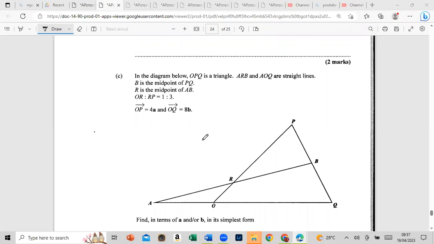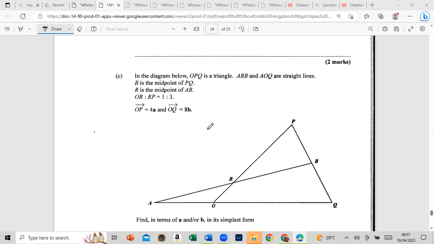Alright guys, it says in the diagram below, OPQ is a triangle, ARB and AOQ are straight lines. E is the midpoint of PQ. And they say R is the midpoint of AB. So R is the midpoint from A to B, and OR to RP. So this is OR to RP. They give us the ratio, and then they went on to say OP is equal to 4A, so from O to P.